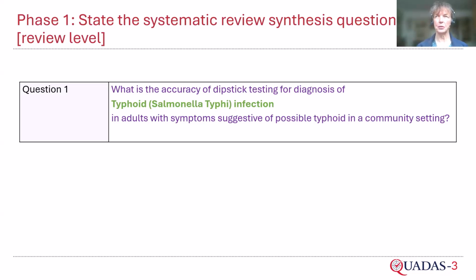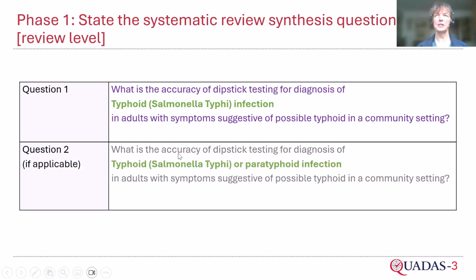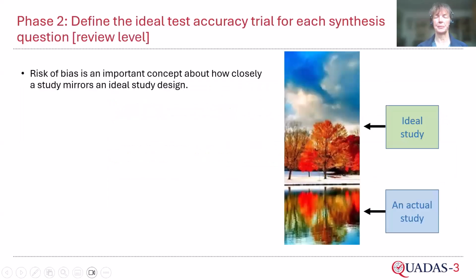In this article, there was a second question, and what you can see is it's actually identical, apart from the fact it's looking at 2 different infectious agents that could cause typhoid. Okay, so for the rest of this talk, we're just going to talk about question 1, but I wanted to let you know that when you've got more than one question, you have to separate those out, because obviously their risk of bias will be different for the different questions. Okay, so that's phase 1, stating the systematic review question.